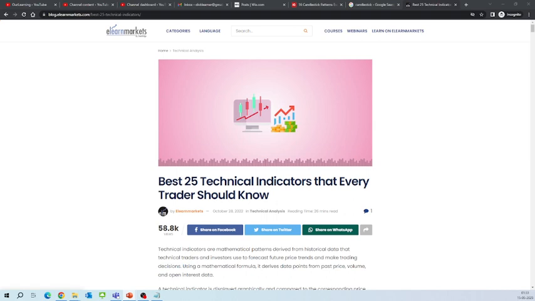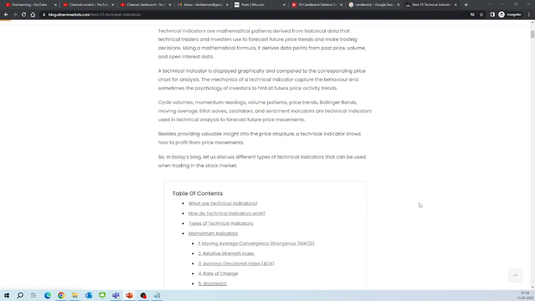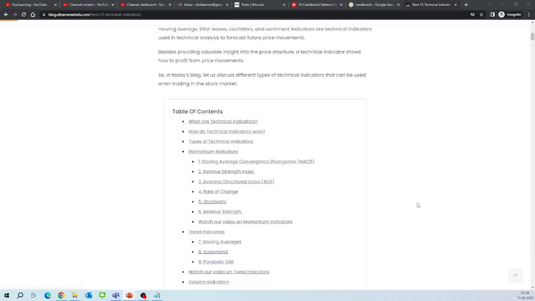With that, I'll start. I've taken this site, which is a blog from eLearn Markets, and I'll be taking some of the patterns and some of the indicators from here, and I'm also creating something in a different playlist for the candlestick patterns as well. So coming to this page where we are talking about the technical indicators.